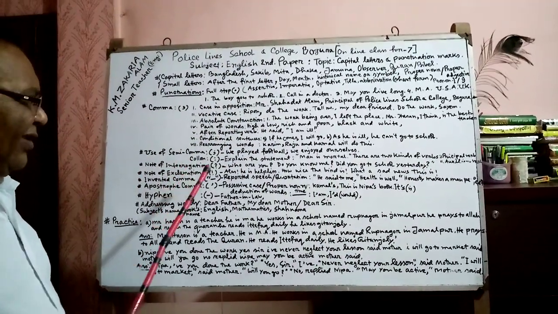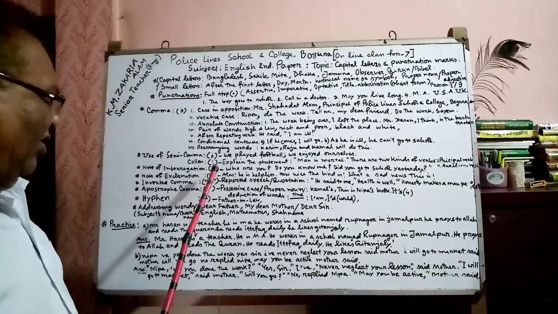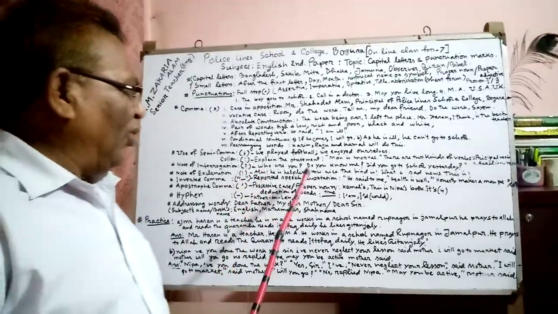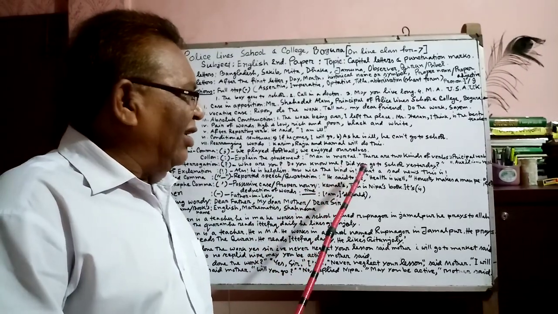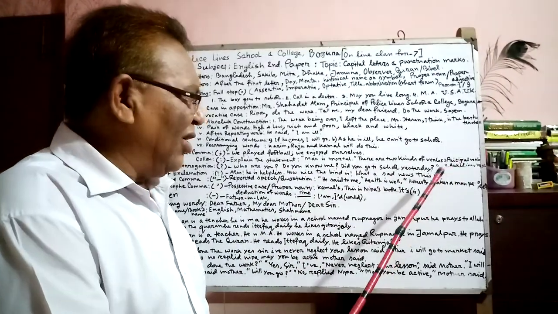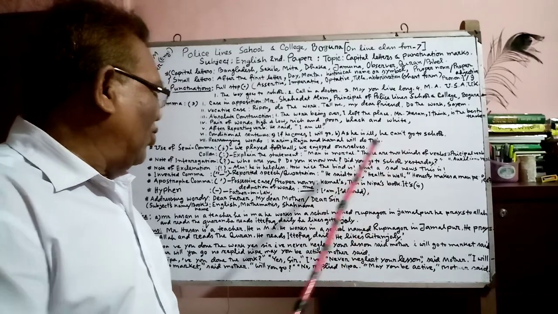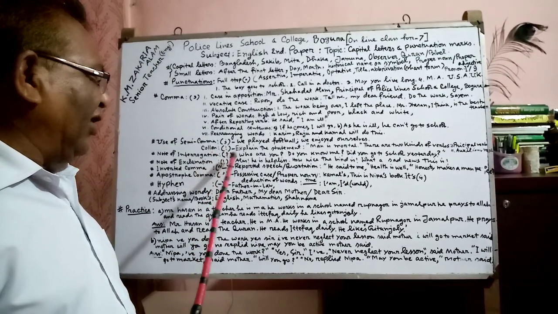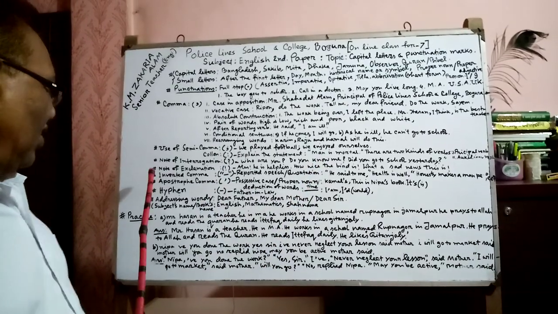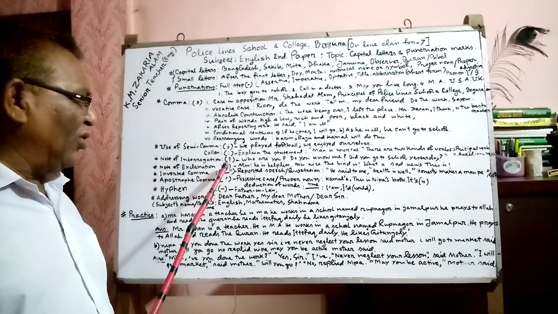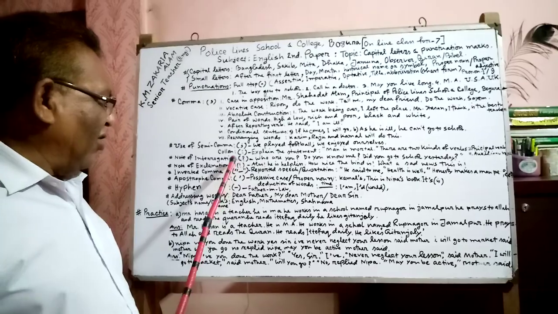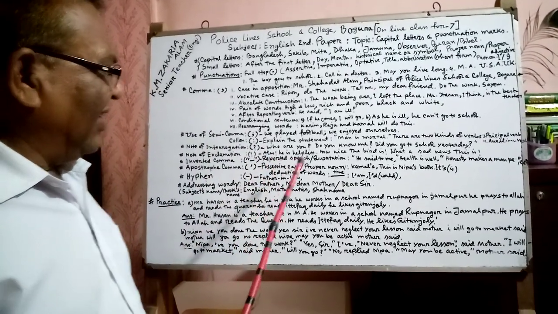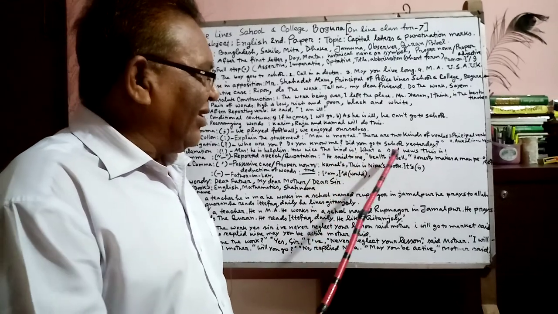Note of interrogation. To make any question, interrogation will be used. Who are you? Do you know me? Did you go to school yesterday? All are interrogative sentences. So, note of interrogation is used here. Note of exclamation, this is the symbol or mark of exclamation. Alas, how nice the bird is. What a sad news this is.